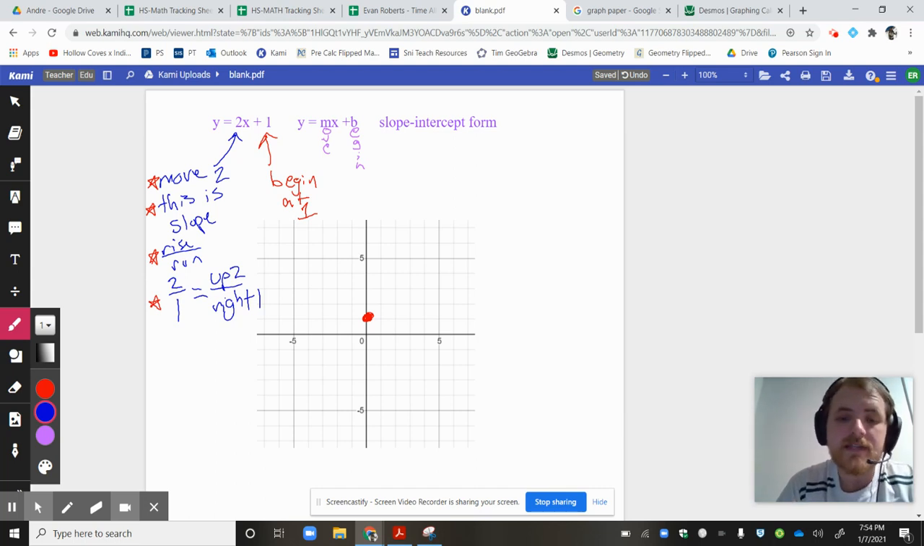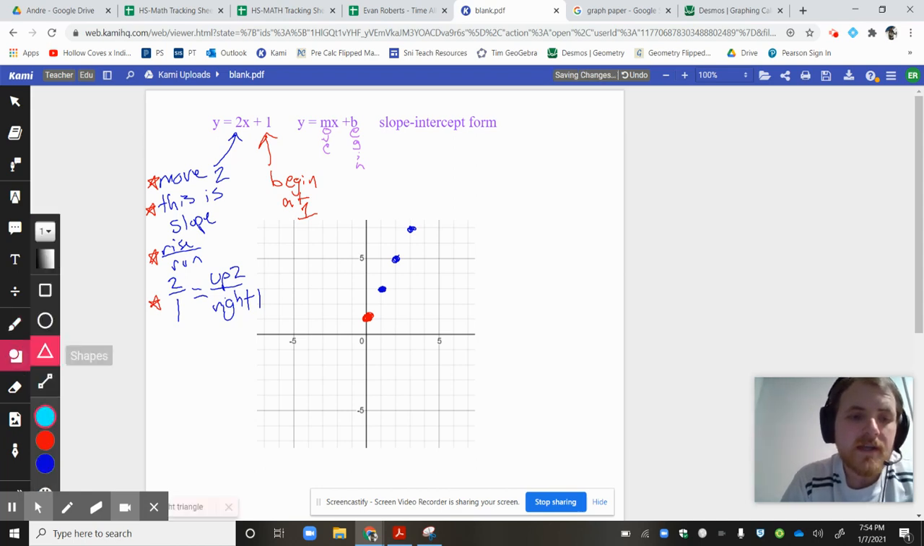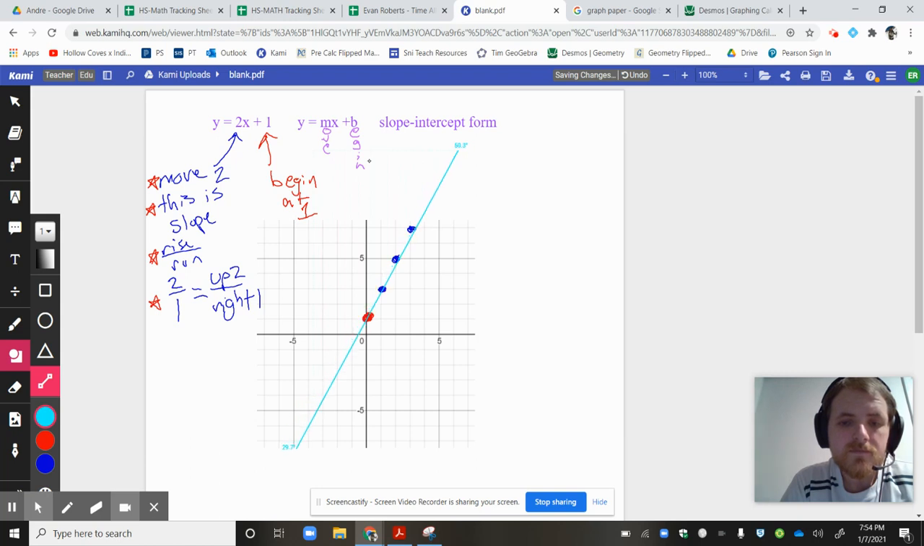If they were negatives, that would be left and down, depending where it is. The rise is on top, the run is on bottom. So I'm going to go up 2 boxes, 1, 2, right 1. Boom, right there. What's nice about lines is all I need is 2 points. I don't need any more than that, but I can keep going. Up 2, right 1, up 2, right 1. Again, you only need 2, so I'm just going to stop there, and I'm going to draw my straight line. And that is how you graph an equation.